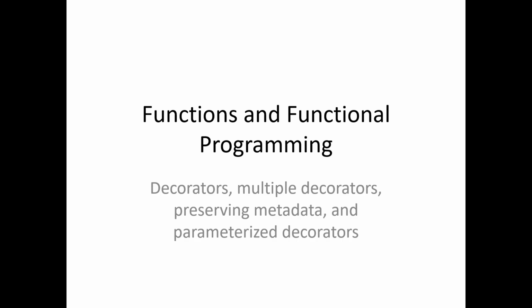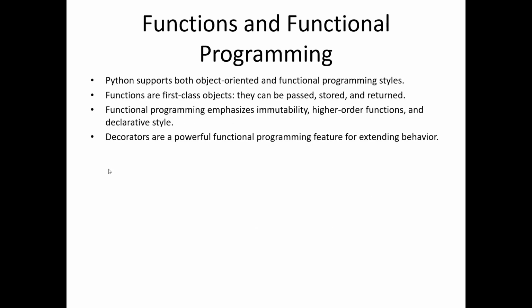Python supports both object-oriented and functional programming styles. In functional programming, functions are treated as first-class objects, meaning they can be stored in variables, passed as arguments, or returned from other functions. Functional programming encourages immutability, composition, and writing more declarative code. A powerful example of this in Python is the decorator, which allows us to extend or modify a function's behavior cleanly. Let's see an example to understand this.